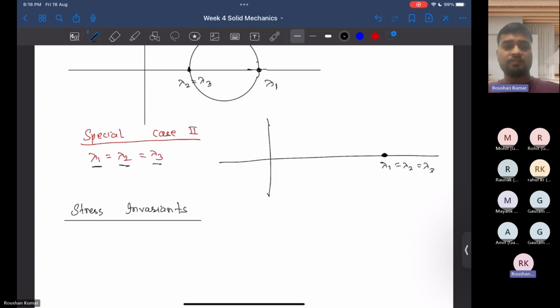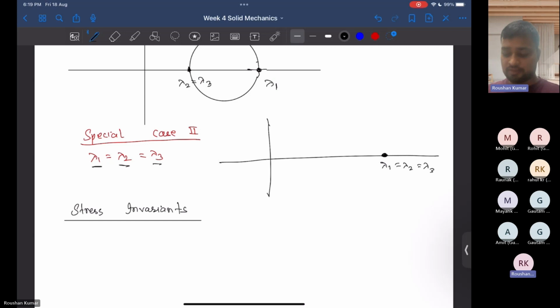So what is stress invariance? Stress invariants are those invariants which are independent of the coordinate system. These are some component values of the stress matrix which are independent of the coordinate system. That means if we change the coordinate system and take the invariants in a different coordinate system of the same stress tensor, we find that their values are the same. So that is called stress invariance. Stress invariance has three parts. That means it has three invariants: first invariant, second invariant, and third invariant.